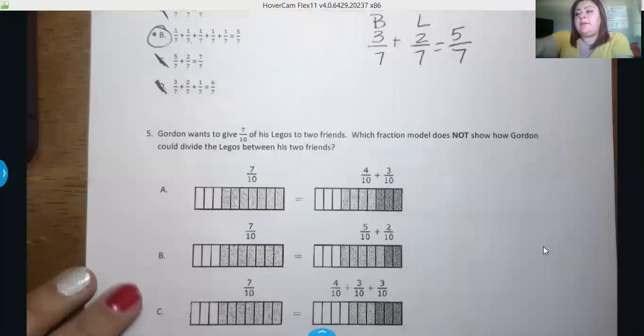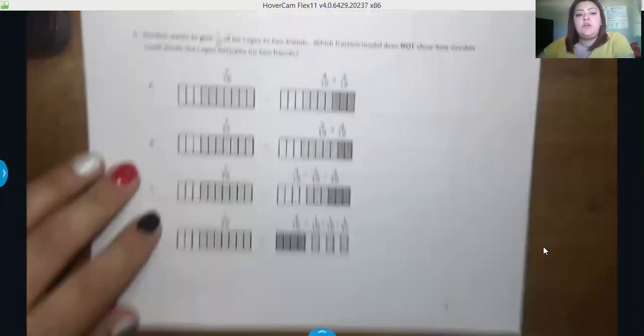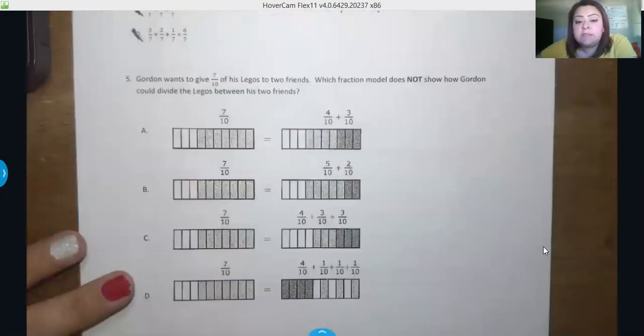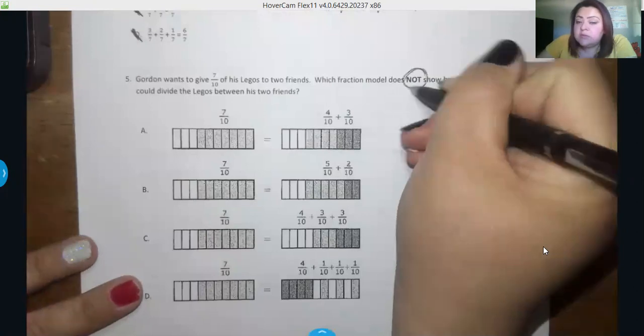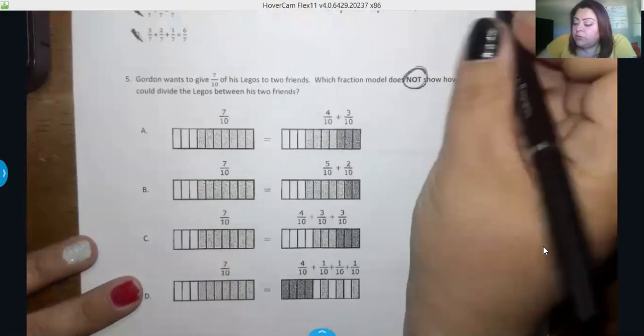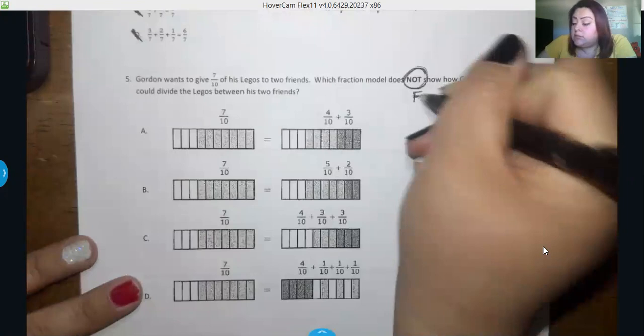Looking at number 5. Now we've got something looking at models. Gordon wants to give 7/10 of his Legos to 2 friends. Which fraction model does not show how Gordon could divide the Legos between his 2 friends? So we've got that not word again. Every time you see it, you want to circle it because then we want to make sure we go through and we're looking for something that's false. Okay.